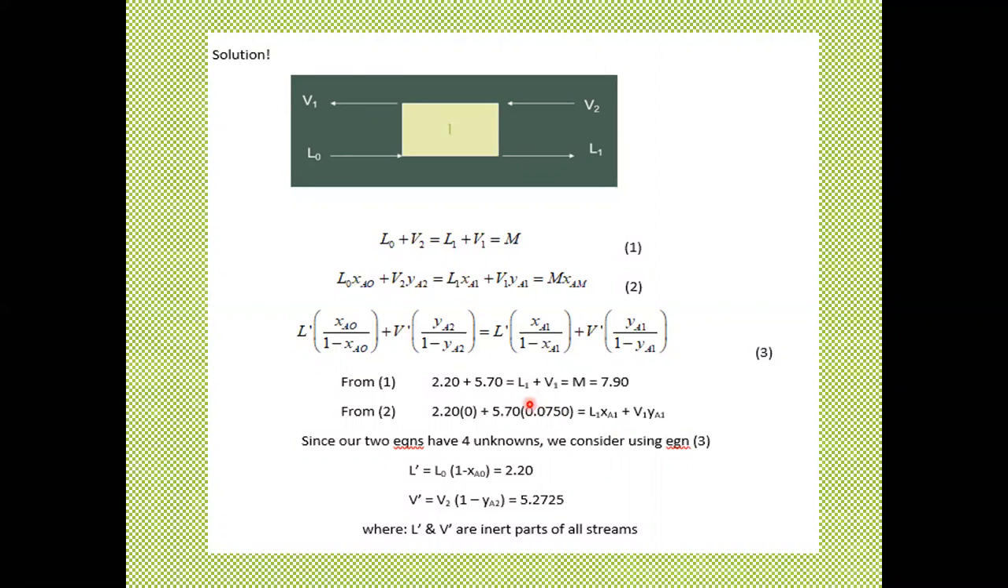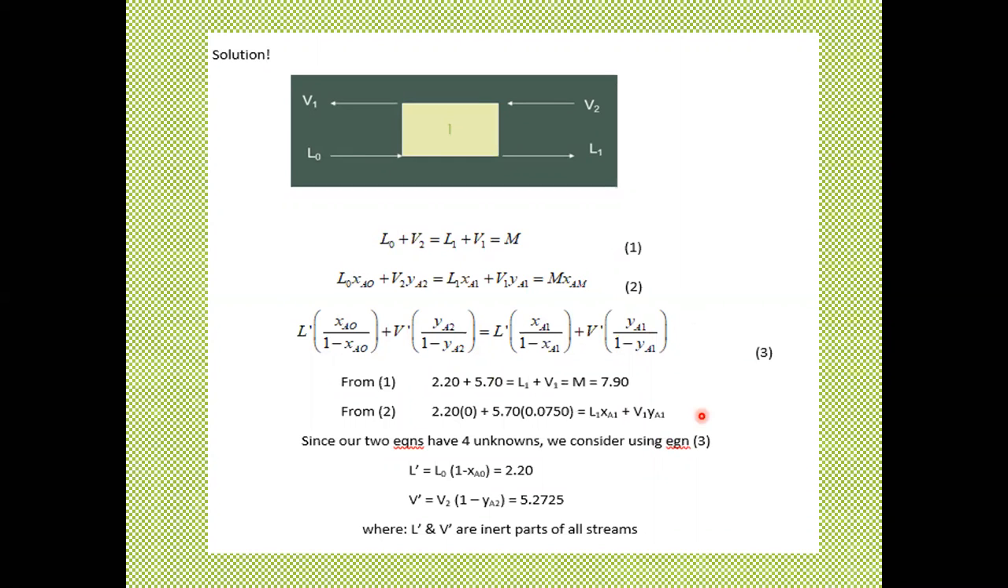As you could see, class, we now have 4 unknowns. The original L1 and V1, which are unknown from equation 1, we add to it the composition of the two streams in terms of A, which makes our unknowns 4. And as such, these two equations will not lead us to the answer. So we have to use the alternative equation number 3.